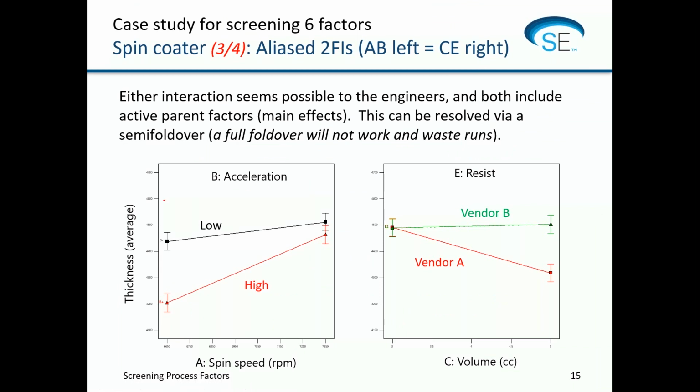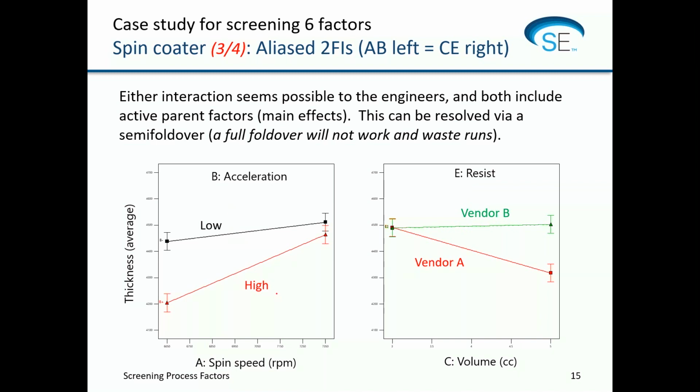And so on the left is, well, if it's the AB interaction, this is what it would look like. On the right, this would be the CE. And that one involves the effective volume depending on the vendor, B versus vendor A, it changes. And the other interaction involves the spin speed effect changing depending on the acceleration.